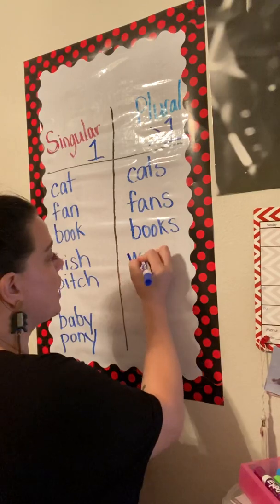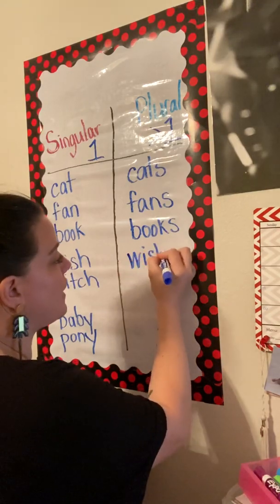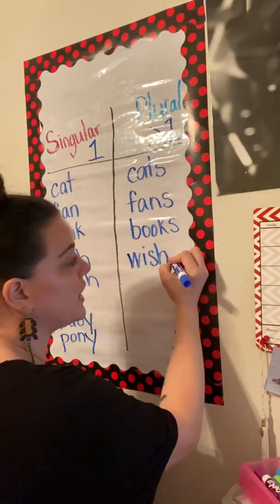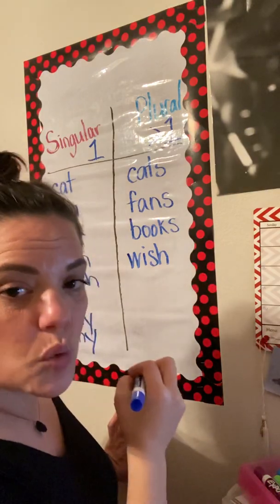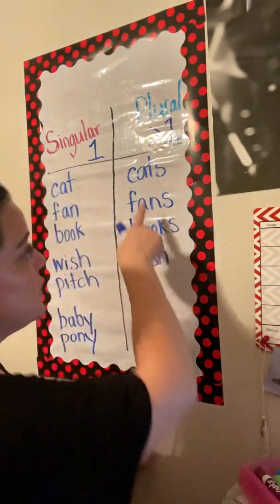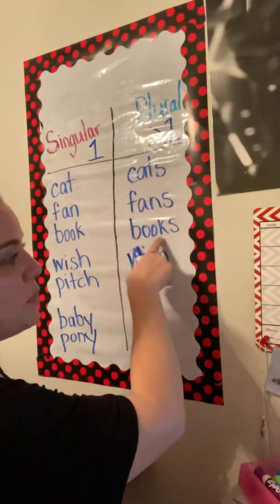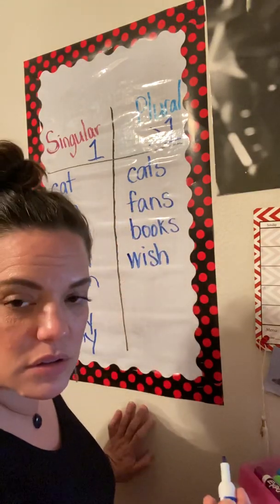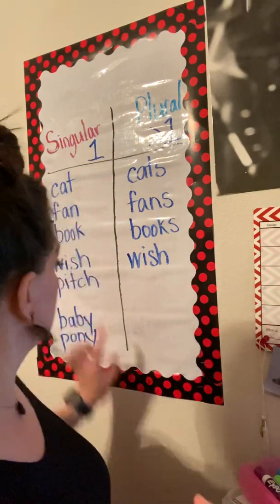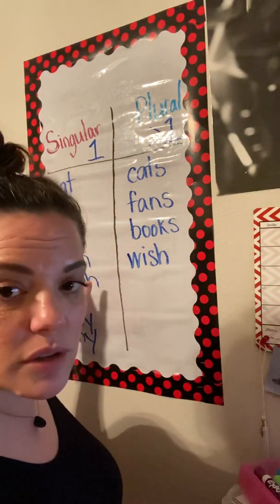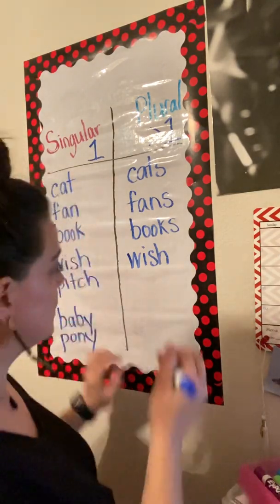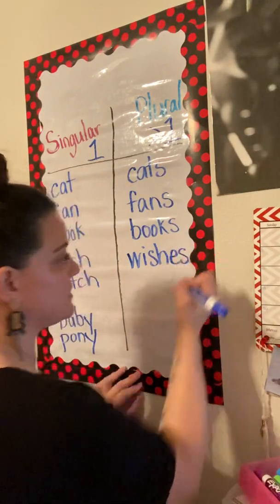So, if I have a few wishes, do you hear that? Wishes. Like we don't say cat-es. We don't say fan-es. We don't say book-es. We just say books. But if it ends with a sh, like wish, we say wish-es. So you add ES.